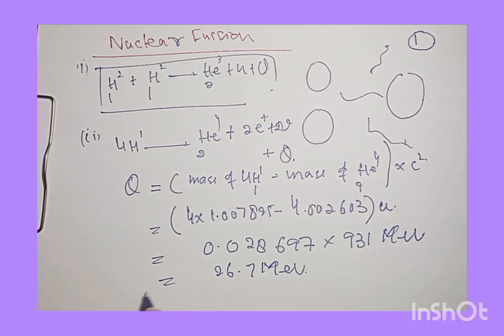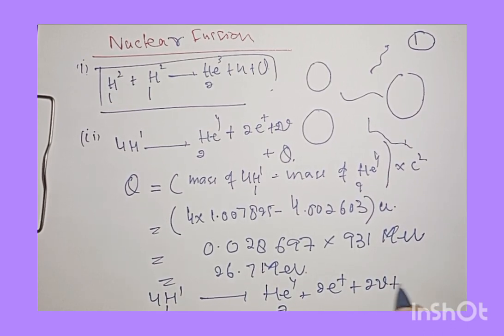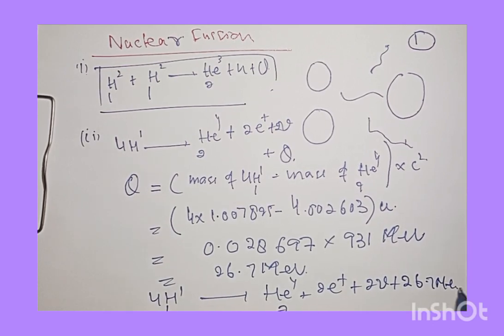So we can have a reaction in which four hydrogen nuclides fuse, they give us helium, two positrons, two neutrinos, and an energy of 26.7 mega electron volts.